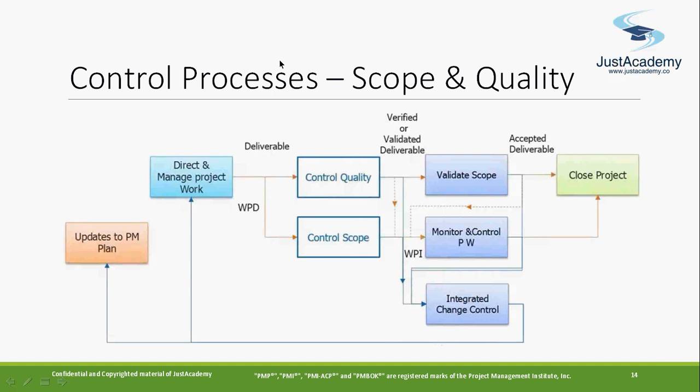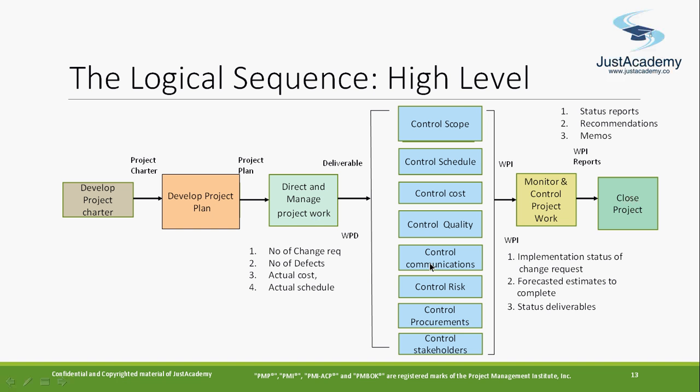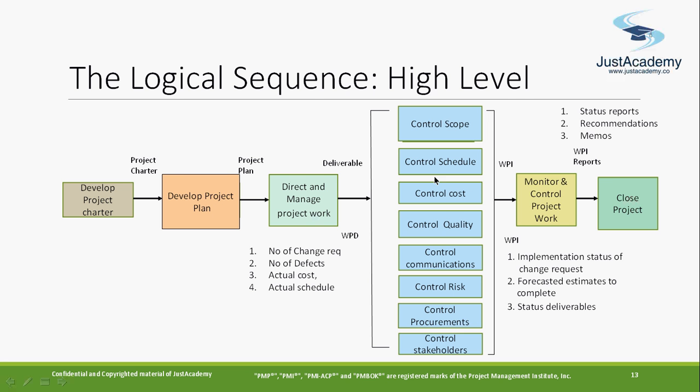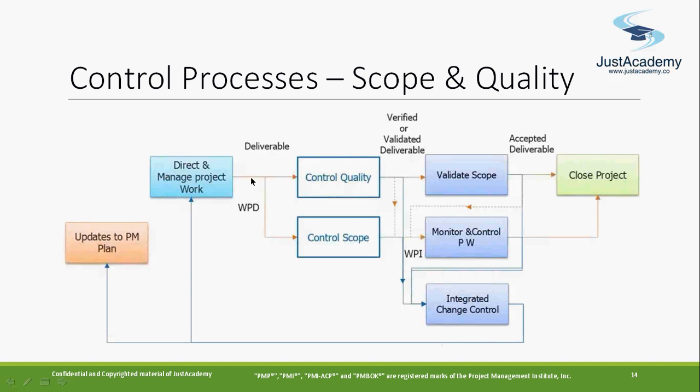In terms of control processes, as I said, there are a lot of control processes, and these are the things we'll be discussing: scope, schedule, cost, quality, communication, risk. Let's talk about the control process in terms of scope and quality. After direct and manage project work, after execution, it goes to control quality or control scope. If any deliverables are there, you check the quality. If you see that it's good, you have validated deliverables, and you go for validate scope. If everything has been done according to the requirement, you accept the deliverables and close the project.